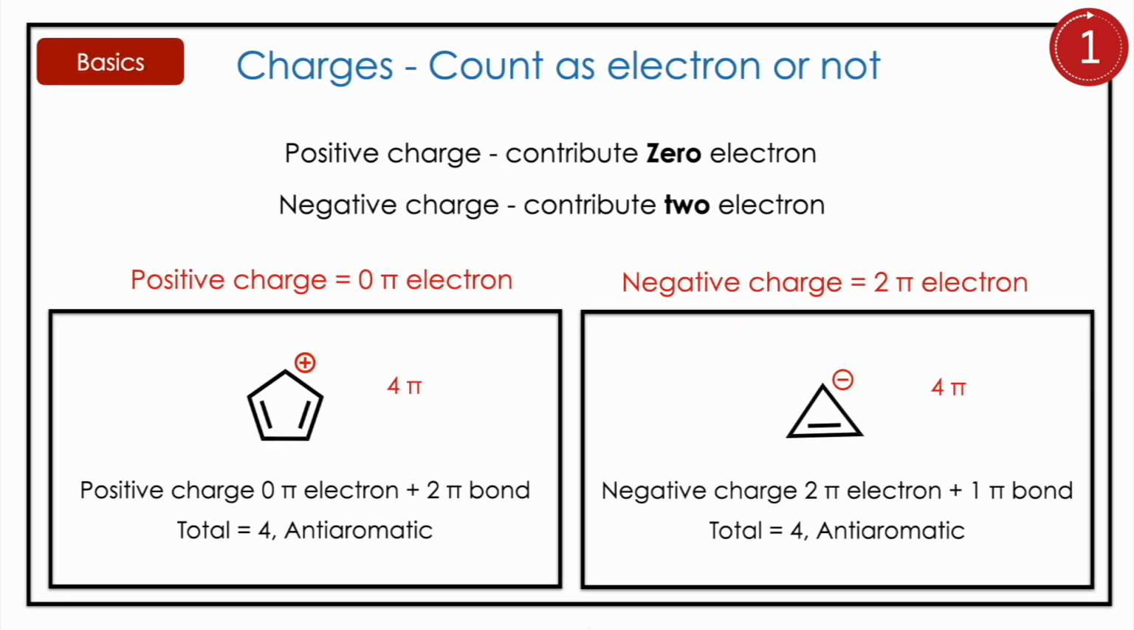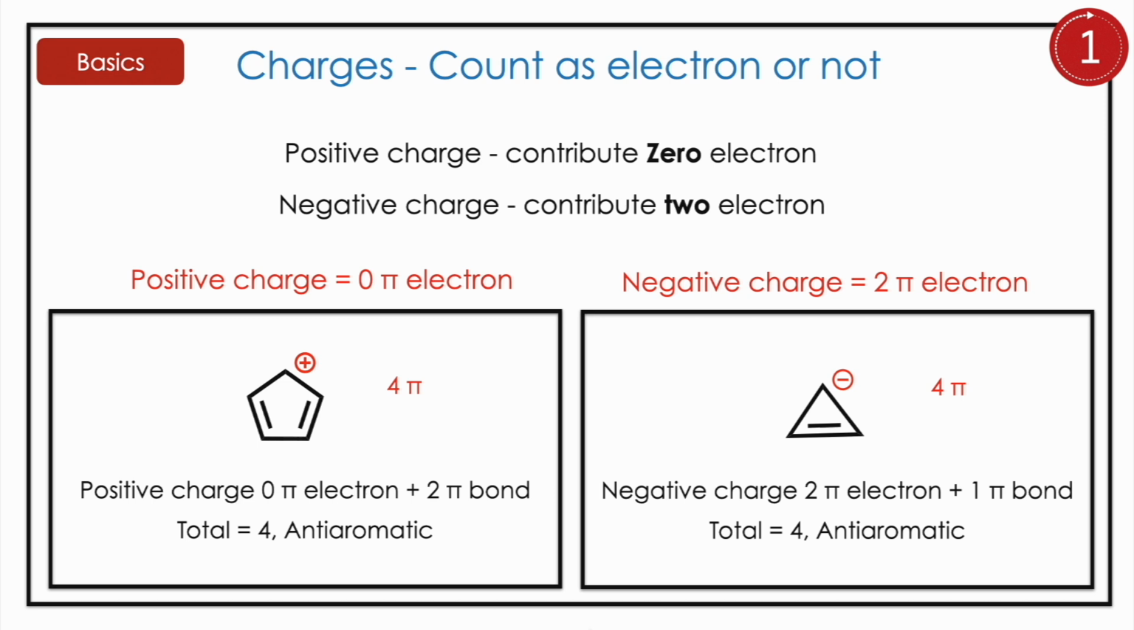Then the next basic: for charges, should you count electrons or not? If it is a positive charge, it contributes 0 electrons. If it is a negative charge, it contributes 2 electrons. Positive means 0, negative means 2 electrons.